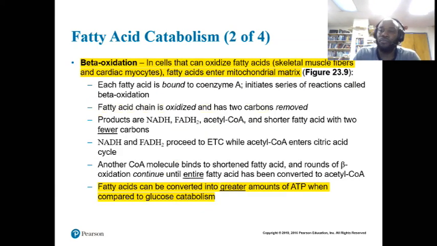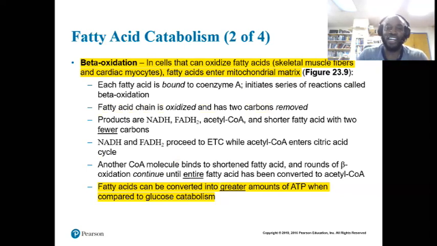All right, so the glycerol portion of the triglyceride goes through glycolysis. We know that. It's basically very similar to what happens to glucose. The fatty acid chains go through this beta oxidation. So in cells that can oxidize fatty acids, skeletal muscle fibers, and cardiac myocytes. Ooh, that's interesting. Skeletal muscle fibers. Is this why they say to exercise to burn fat?